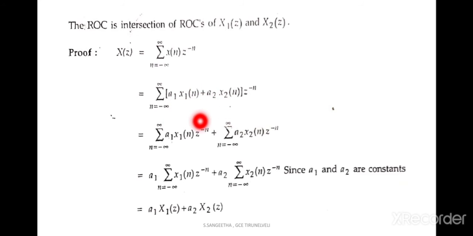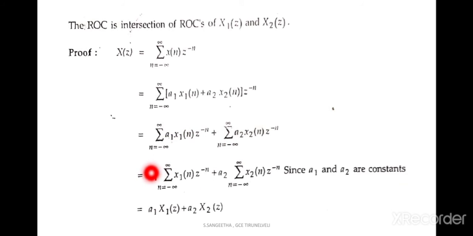So this is the small x(n) value. So we have to substitute the x(n) value as a1 x1(n) plus a2 x2(n). Next you have to write separately the summation of n equals minus infinity to infinity a1 x1(n) z to the power minus n plus summation of n equals minus infinity to infinity a2 x2(n) z to the power minus n. Next you have to take a1 and a2 outside because a1 and a2 are constants.